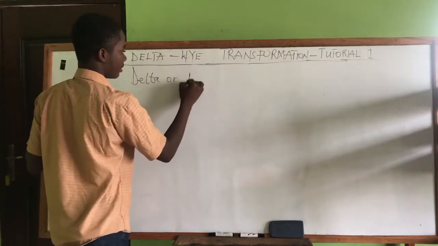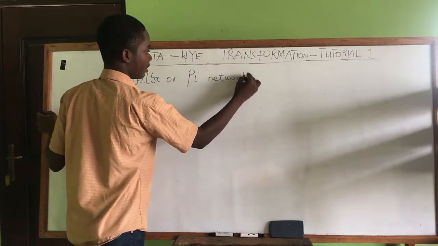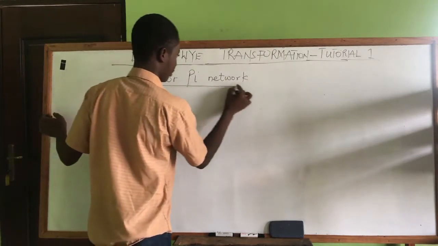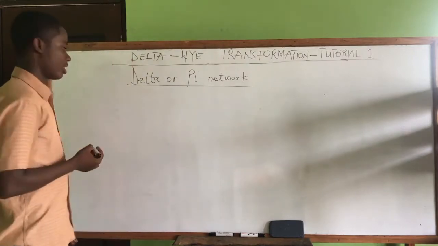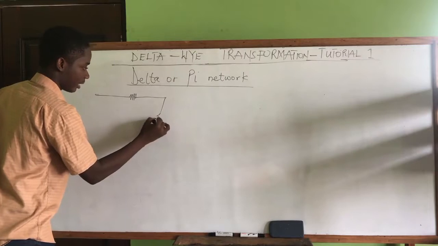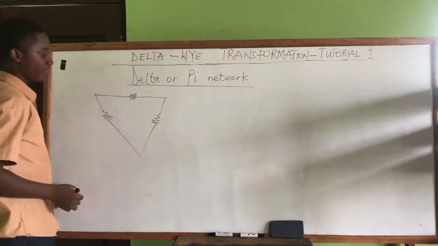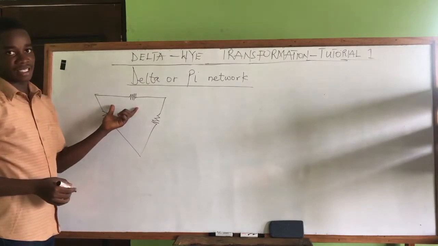or the pi network. So this is how the delta or pi networks look like. The delta looks like this. It's a three-terminal network, so it has three branches, and on each branch we have a resistor. This is the delta shape.